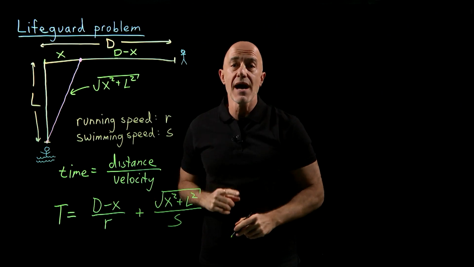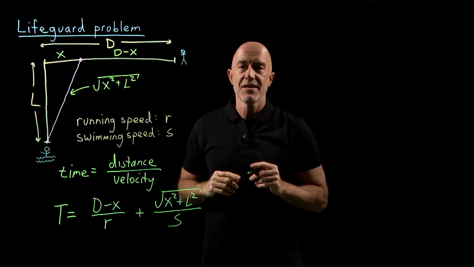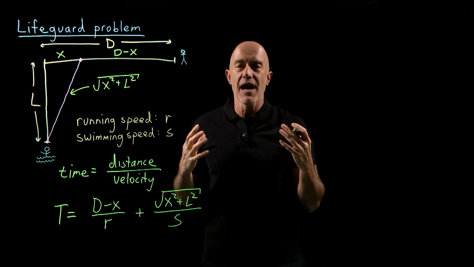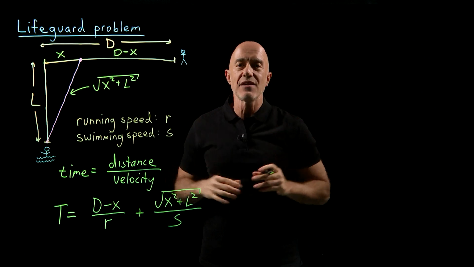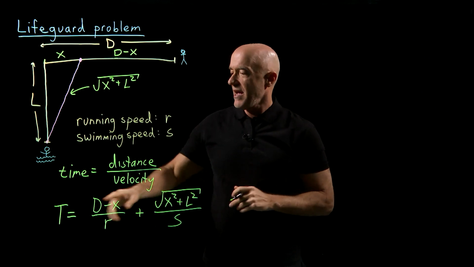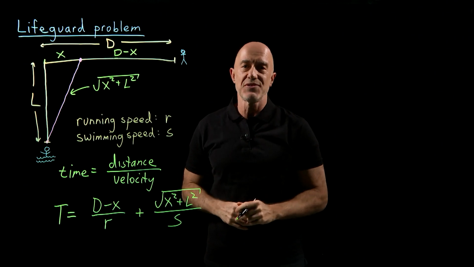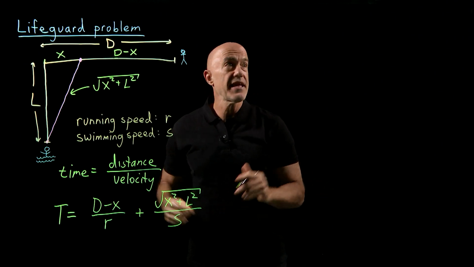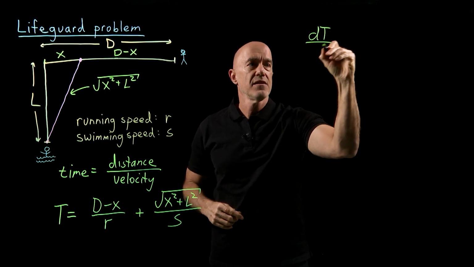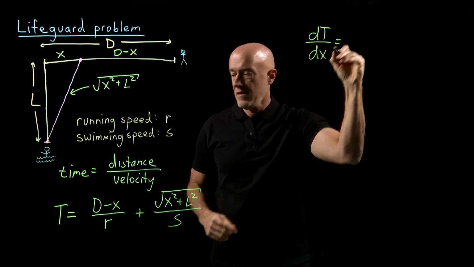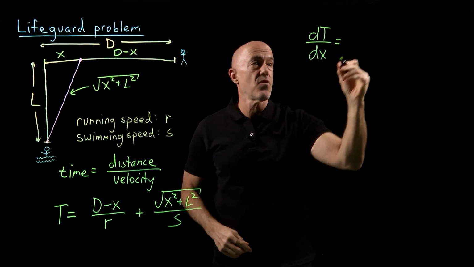We want to minimize the total time with respect to our variable x. When I say the phrase minimize, your eyes should pop out and you should think, oh, I know how to do that. I've learned the calculus. I take the derivative of T with respect to x and set it equal to 0. So let's take the derivative of T here. We have the derivative of T with respect to x. So the derivative of the first term is very easy. That's just negative 1 over r.